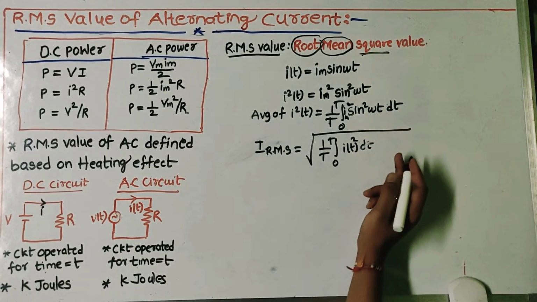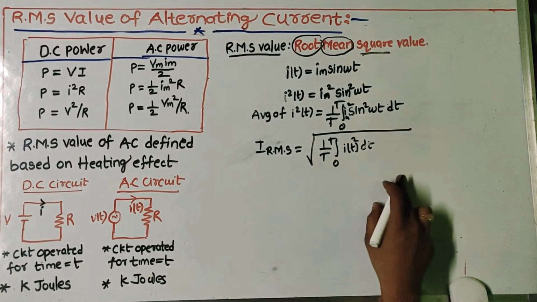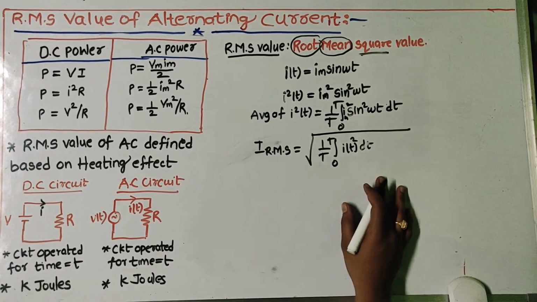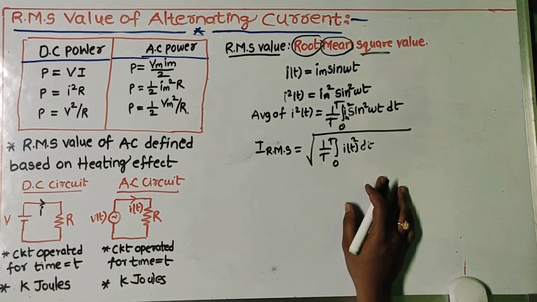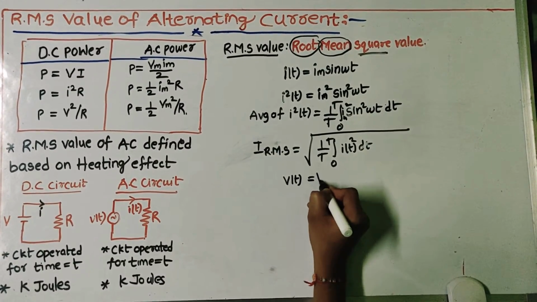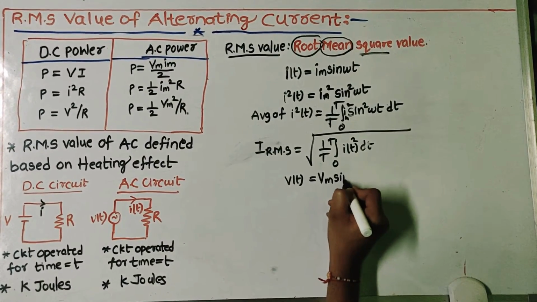Okay, so Im square sin square omega t. So this is the formula to calculate for IRMS. Similarly, I want to find out the RMS value for the alternating voltage. Then first you write that formula. Then V of t equals Vm sin omega t.